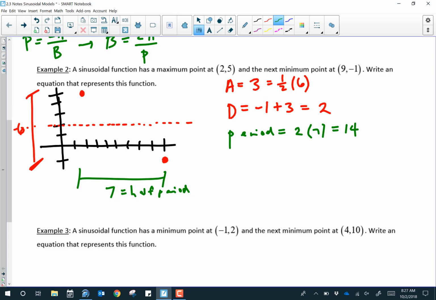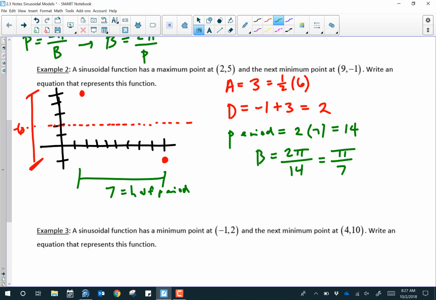Now, is that the number that's used in my equation? Am I using 14 in my equation? No. B, remember, is 2 pi divided by the period. So I need to find 2 pi divided by my period of 14. So B is going to be pi over 7.